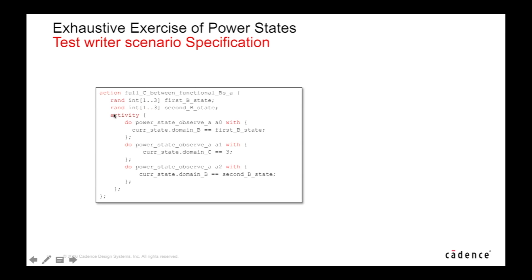And here's our activity, and this is where we use the observer. Look at this. We're saying, well, we want first domain B to go to whatever is going to be randomized here, right? Here's the first functional state of B. Then we're going to take domain C to level 3, and then we're going to take domain B to the second B state. So what is it that we're achieving?